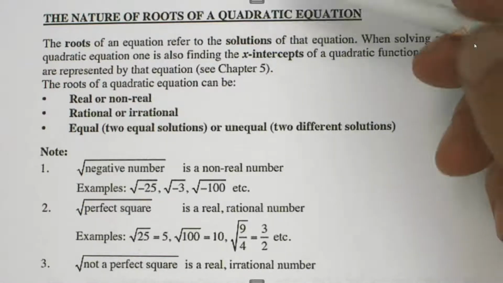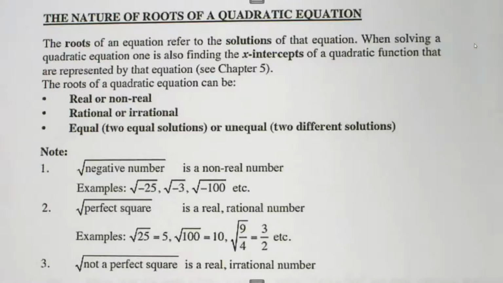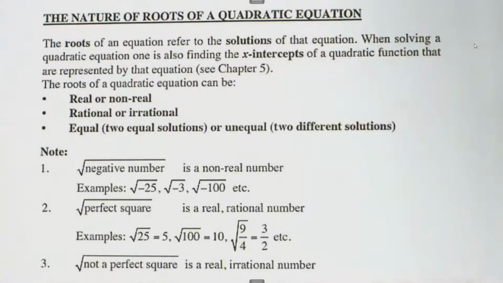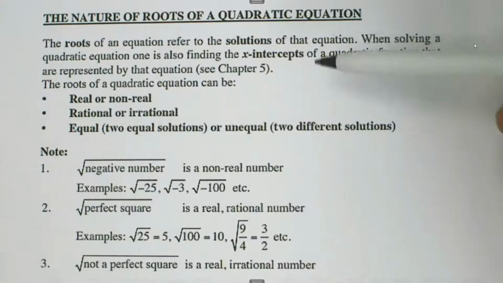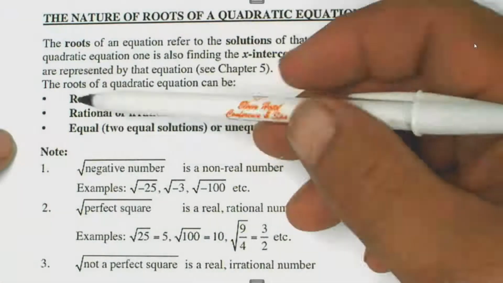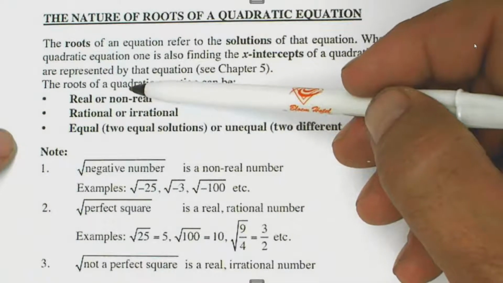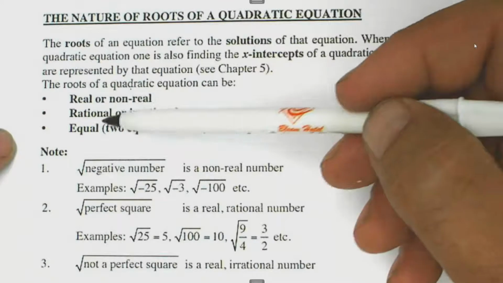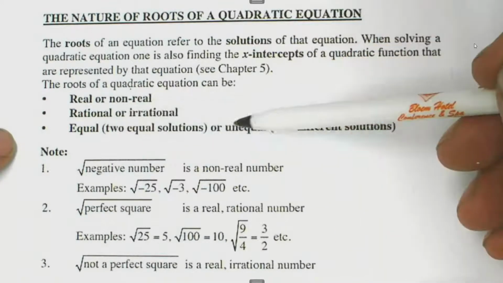The roots of an equation refer to the solutions of the equation. When solving a quadratic equation, one is always finding the x-intercepts of a quadratic function that is represented by the equation. The roots of a quadratic equation can either be real, non-real, rational or irrational, equal or unequal. So if you have to describe the nature of the roots, you will use one of these two, real or non-real. You'll use one of these two, rational or irrational, and you'll use one of the following, equal or unequal.